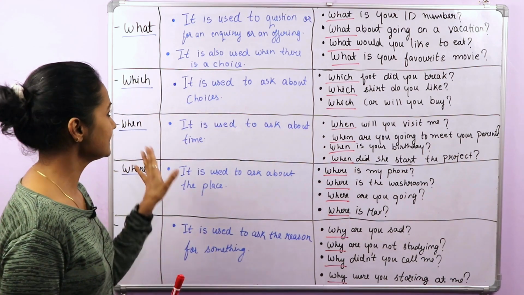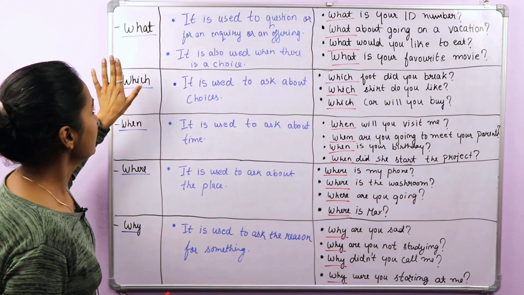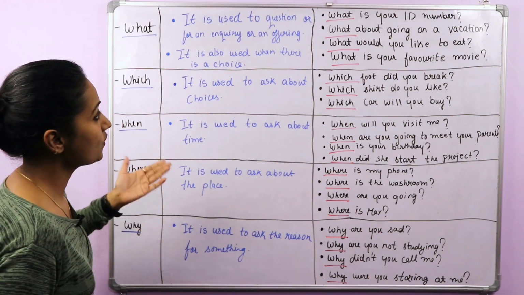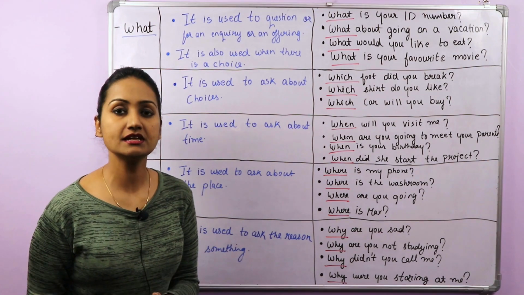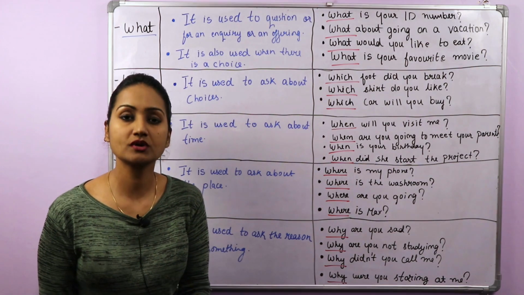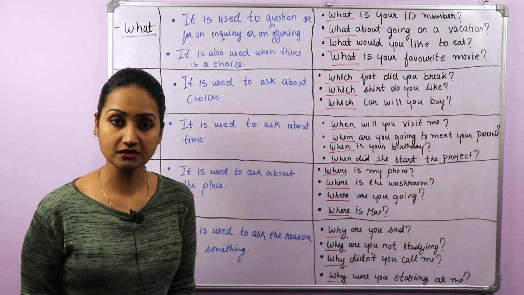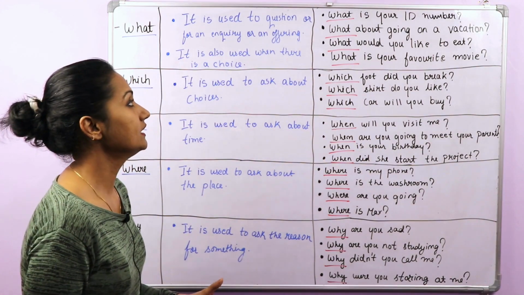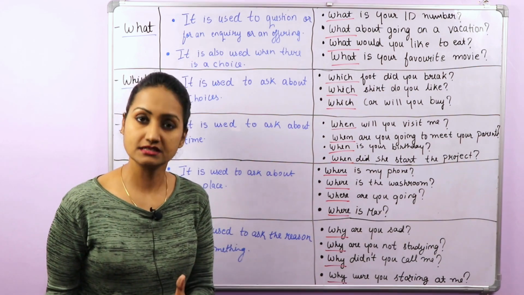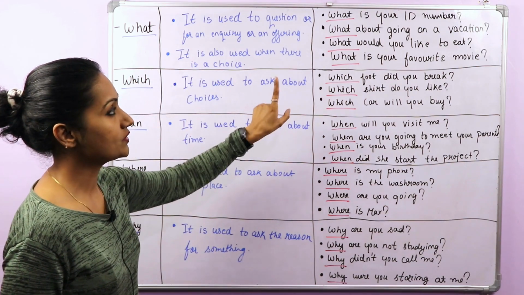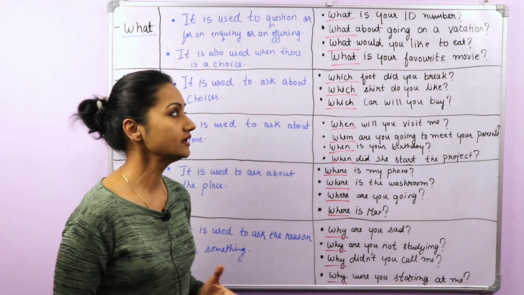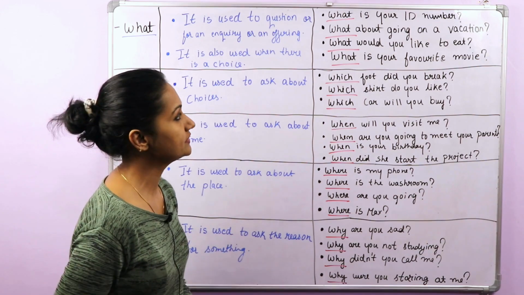Okay, now let's start with what. It is used to question or for an inquiry or an offering. So basically we use what when we want some information about something. What is your name? What are you doing here? You need some information. What is your ID number? So you want information about the ID number. What about going on a vacation? So this is a kind of suggestion.